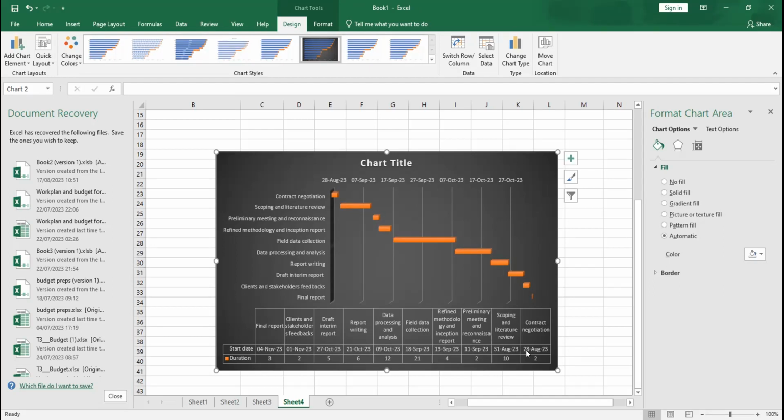Give it a title. Yes, give it a title. Okay, so I've given it Agroforestry Project around Kakamega Forest. Yes, that's beautiful. That's good.